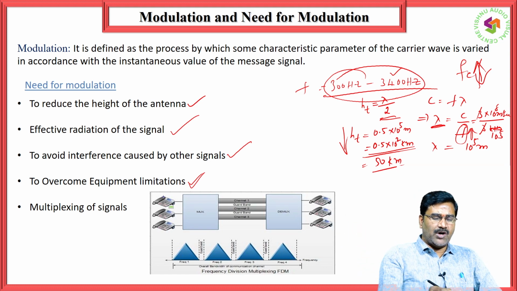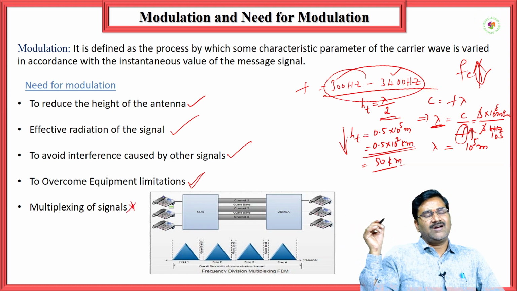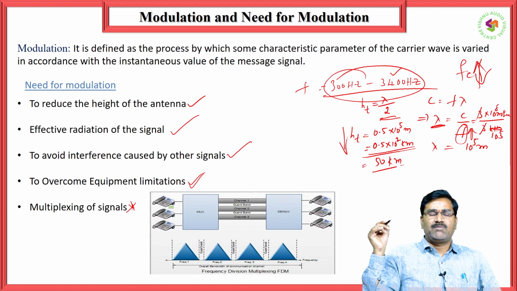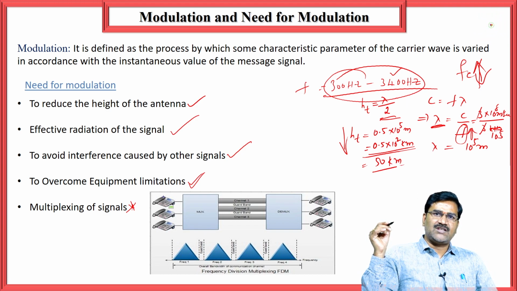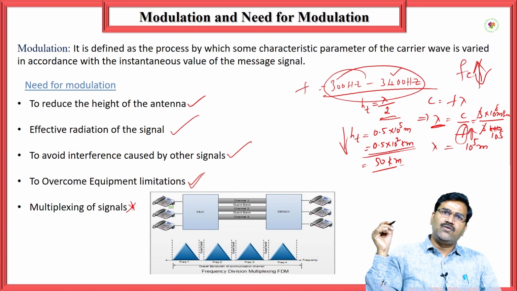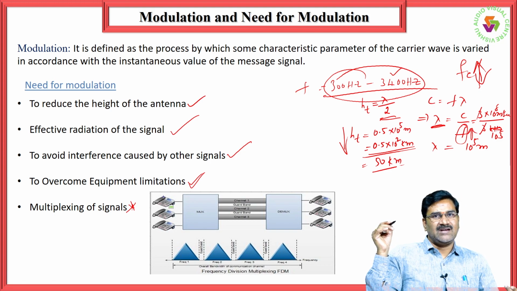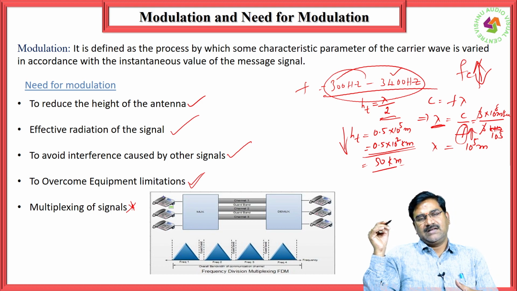And another important one, very important, is multiplexing. So multiplexing is nothing but, if we have a single channel and you want to transmit multiple signals, then you will be going for multiplexing, where multiple source signals can be multiplexed and transmitted over a single channel, and at the receiver end, from the multiplexed signal, you are going to get back the individual signals.